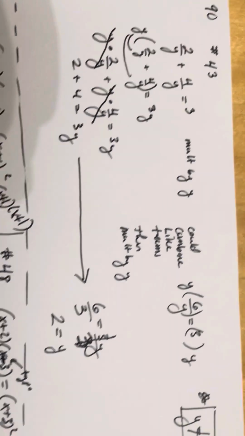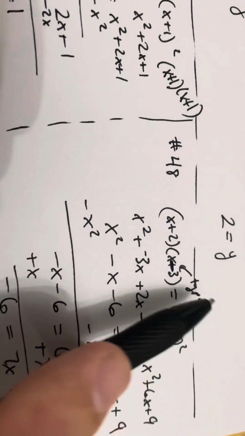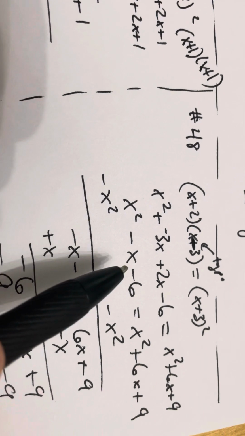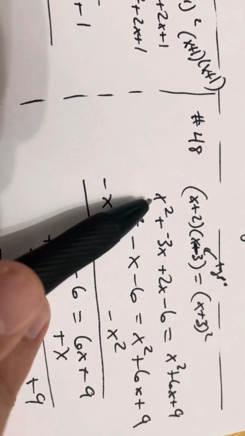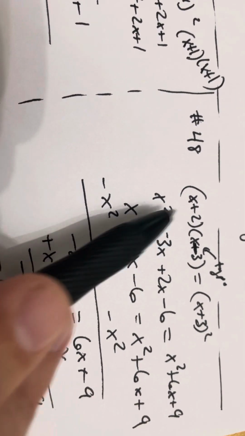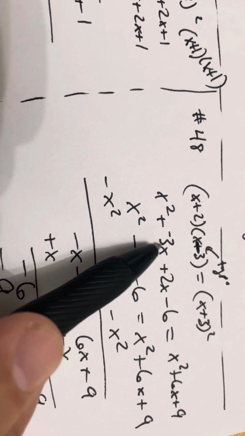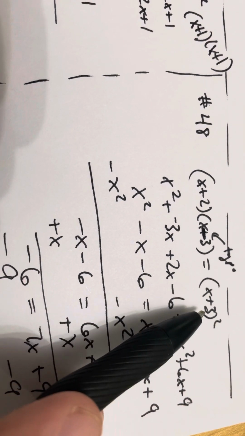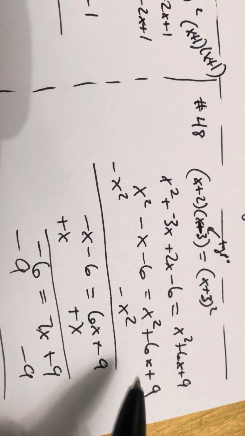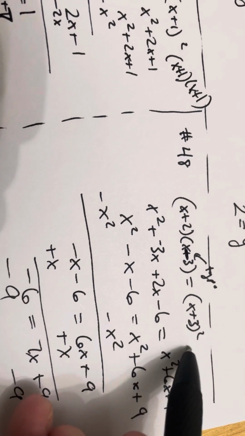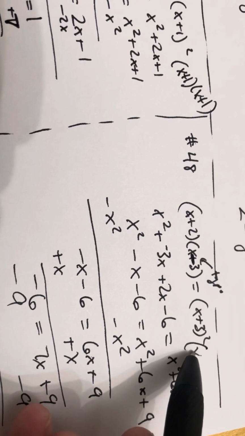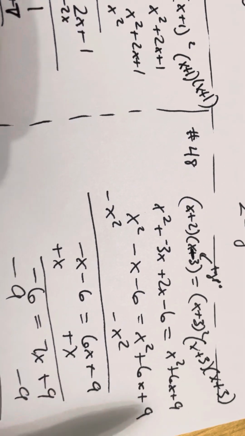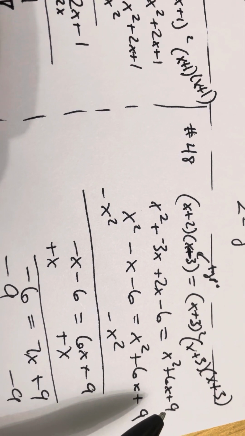All right. We're looking at a similar problem, and I made a typo. I put plus, but it's actually minus. So we're going to FOIL here. We have x squared. Then we have minus 3x plus 2x minus 6. And then x plus 3 squared. You write it out, so it looks like this: x plus 3 times x plus 3. You'll FOIL that, you'll get x squared plus 6x plus 9.